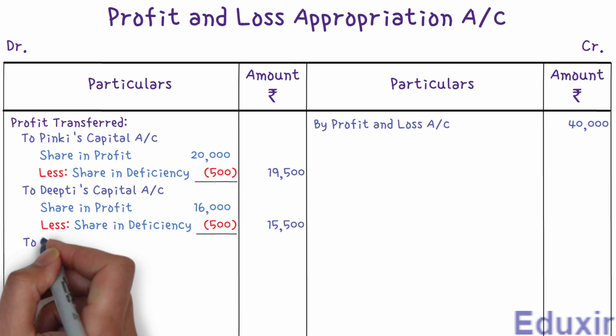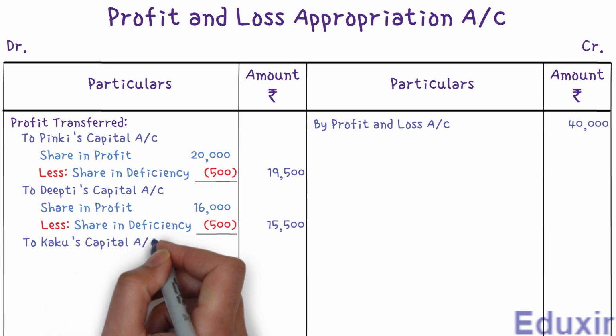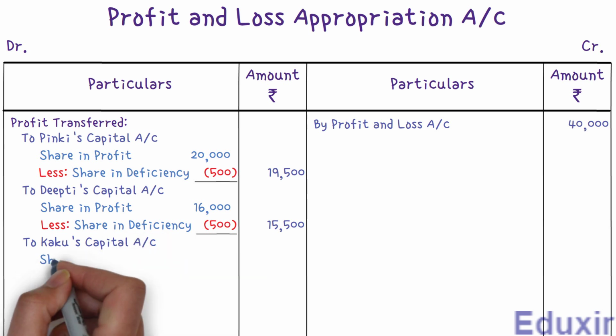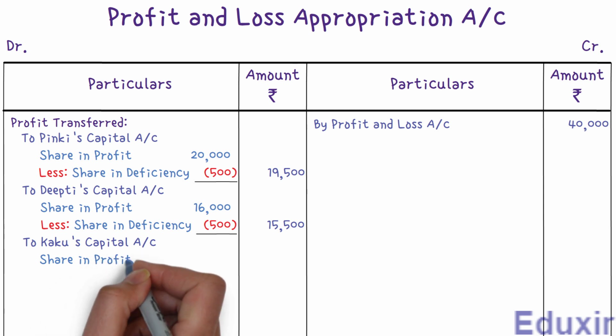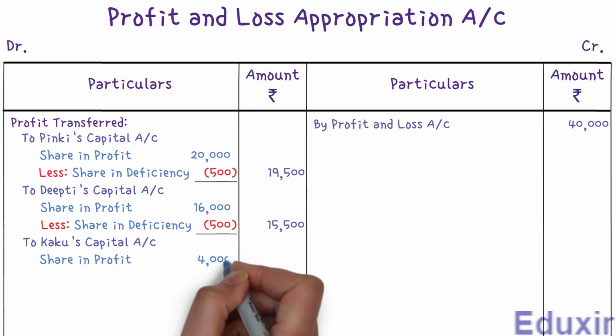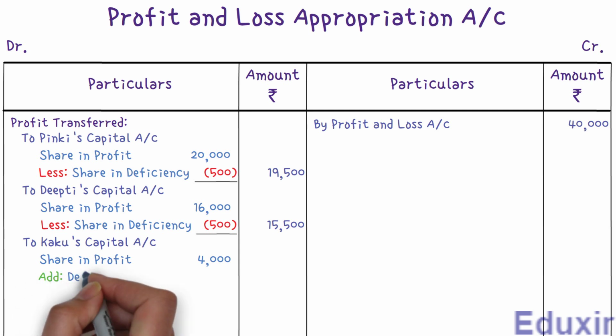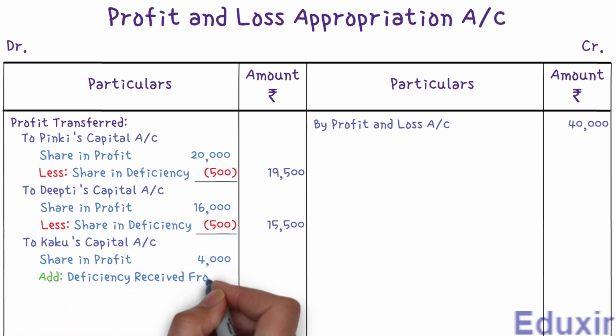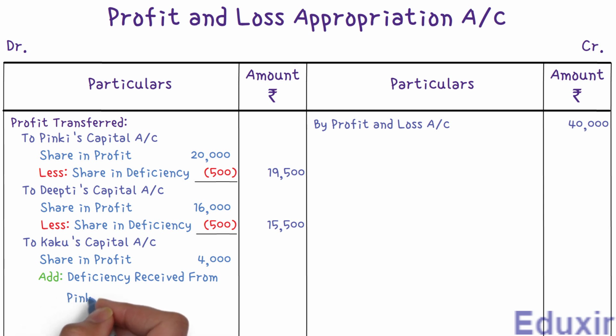Let's then write to Kaku's capital account. Let's then write partner Kaku's share in profit calculated as per the profit sharing ratio, which is 4,000 rupees. To this, let's add the deficiencies received from the other partners. Now, the contribution to this deficiency by the partner Pinki is 500 rupees. The contribution to this deficiency by the partner Deepti is 500 rupees. Now, to 4000 rupees, if we add both the 500 rupees, we get 5000 rupees. Let's write this in the amount column.